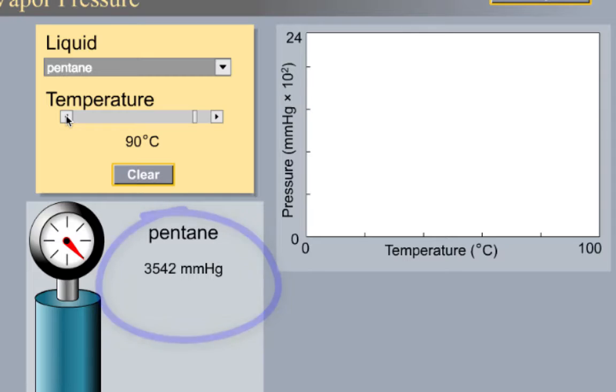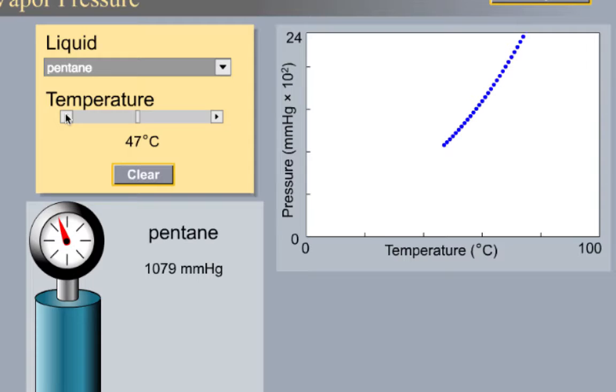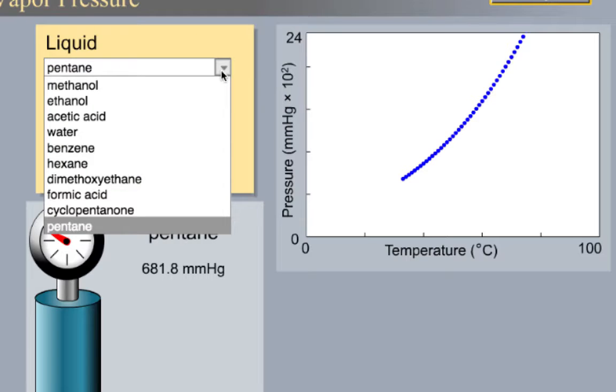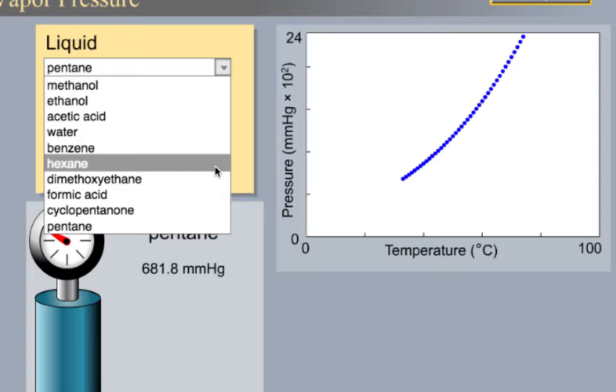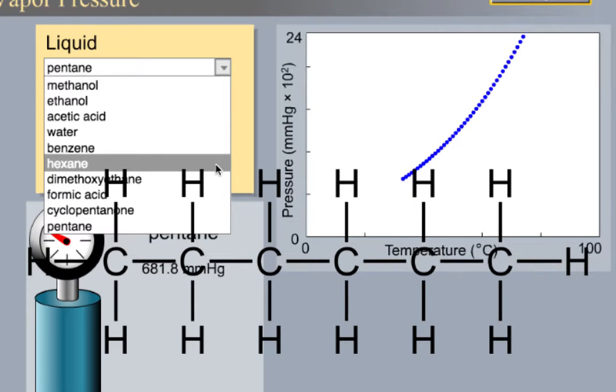3,542 millimeters of mercury. And if we crank the temperature down, notice it's not even showing up on the graph until I get way down here. And notice how steep a graph it is too. That's because it's easier for those molecules to turn into a vapor. Let's pick hexane. Hexane is a little bit bigger molecule. Hexane looks like this. All right, so one more carbon, still no hydrogen bonds, only London dispersion forces.